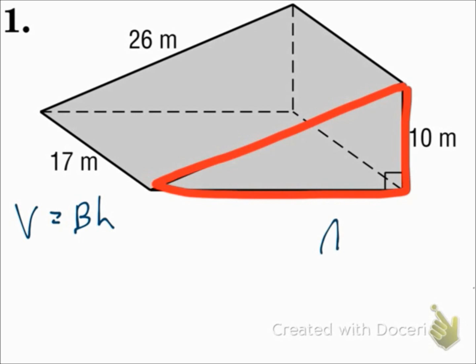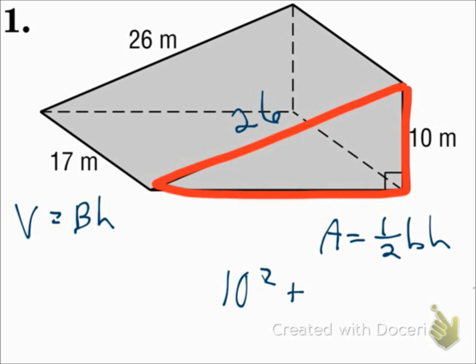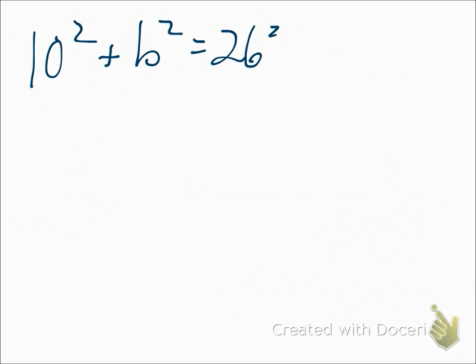Area of a triangle is 1/2 base times height. But I don't know the height of the triangle. However, it is a right triangle, and I know two sides. One side is 10, and the other one here is 26. And you can do the Pythagorean theorem to find the third side. 10 squared plus, we'll use b for the base, squared, equals 26 squared. So 100 plus b squared equals 676.